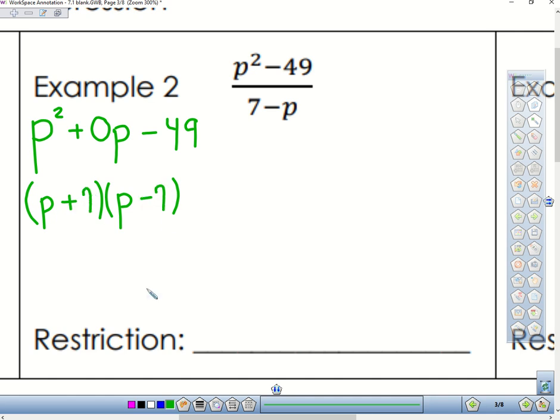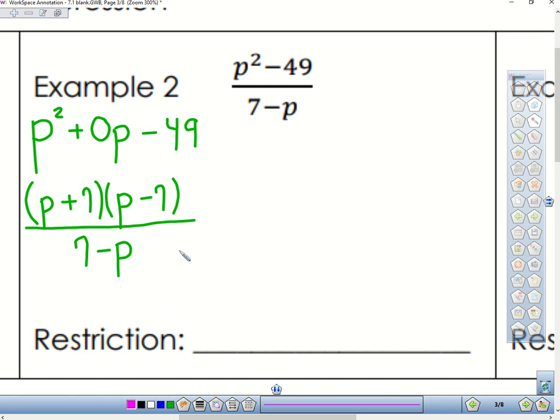So anytime you have something squared minus something that's a perfect square, the two factors are going to be the square root of that number, the positive and negative version of it. But you can always do the placeholder term method if you forget that. So you put in the 0p. And then this is all over 7 minus p, right? And this can't be factored. Well, it can be, but it's not necessarily easy to identify what we can do with this.